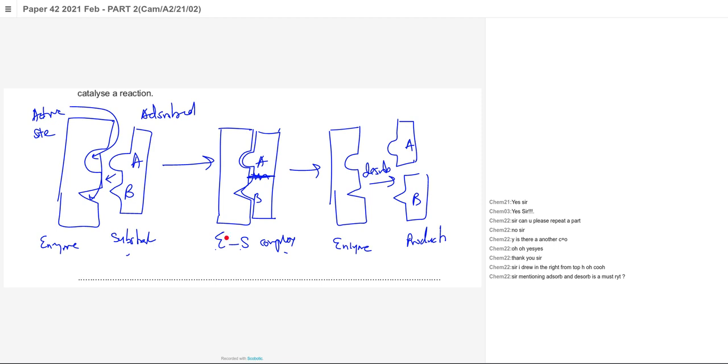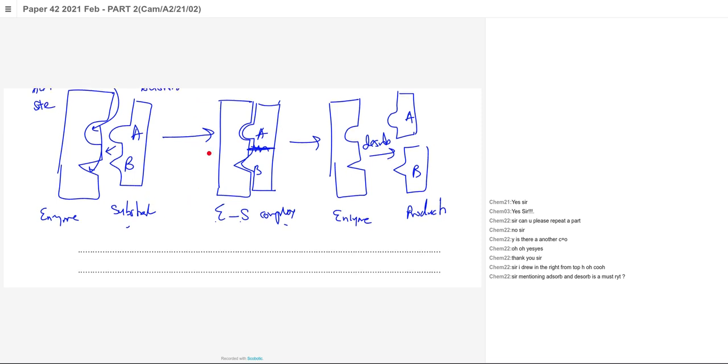Got it? It's not a must to mention adsorb and desorb. Those are unique terms used for describing catalytic activity. So I always like to use them, but it is always better to use them, I would say, because they are specifically used for explaining catalytic activity. Got it? Not that you're going to lose marks just because you don't use those terms. You'll still get marks.